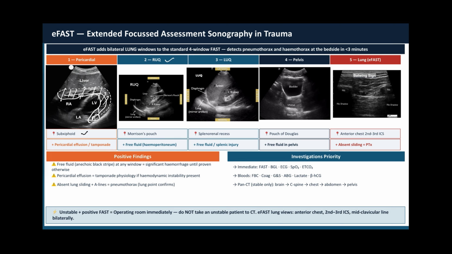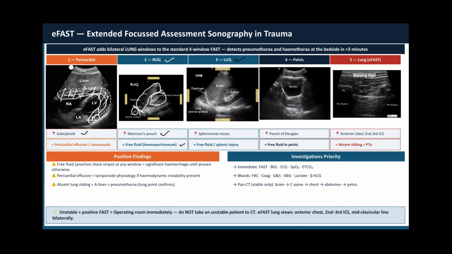Next one is the right upper quadrant. Here you need to get this exact view definitely. That is the diaphragm, the lung, the liver, and the kidney. This is the exact view that you need to get during the right upper quadrant examination. This is also called Morrison's pouch. Here, basically, you are looking for hemoperitoneum.